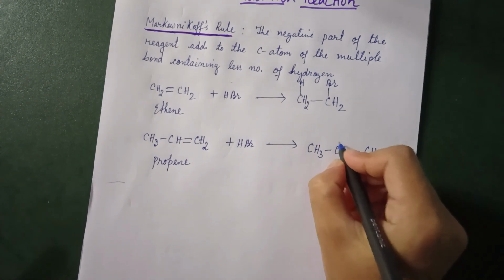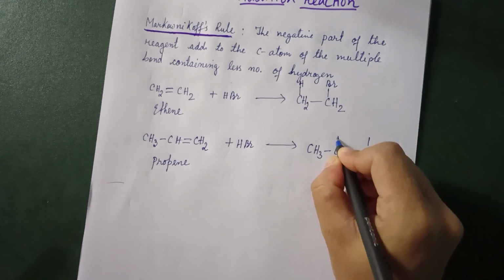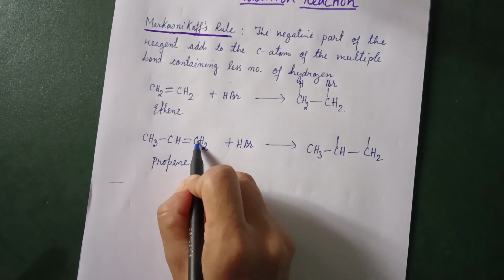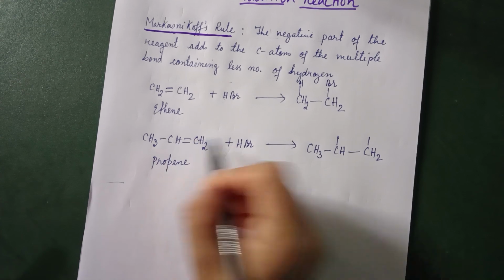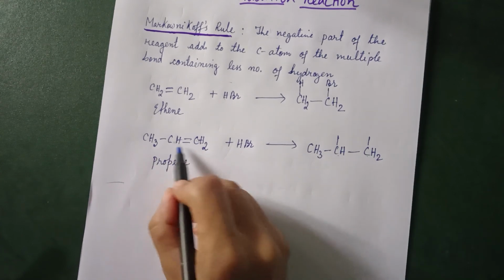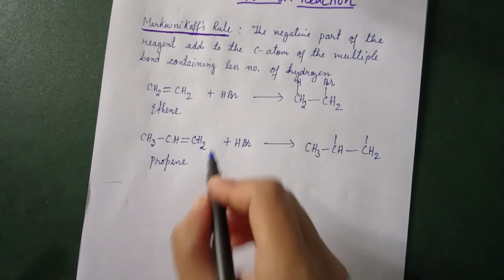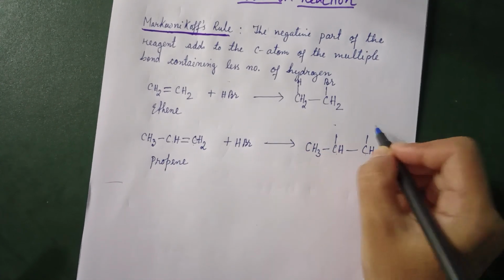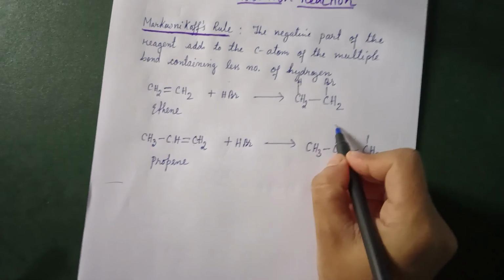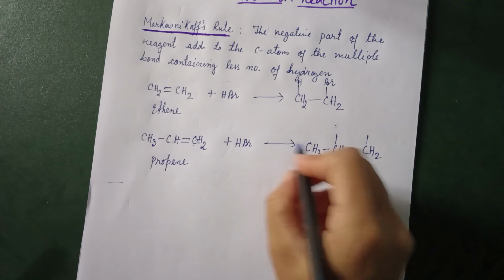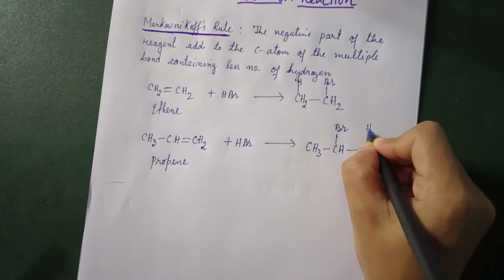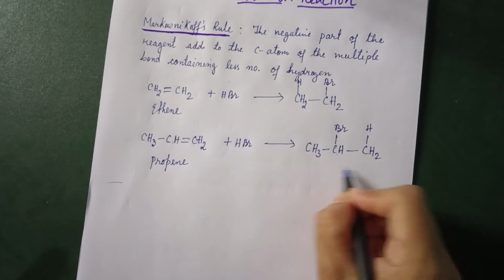Now CH2, it will split into 2 bonds. So we have to look at this multiple bonded carbon. Now it has split into 2. Some of you may write Br here, or some of you may write H here. So either it can be Br here. Let me give the example: let me write Br here and H here. So these are the products.